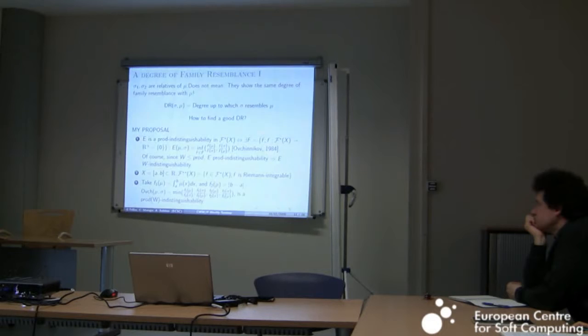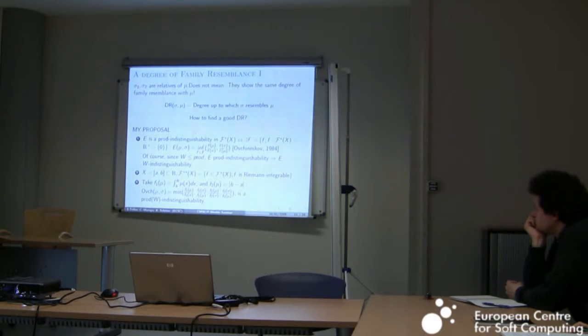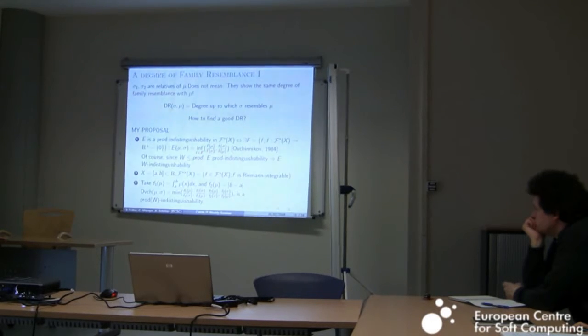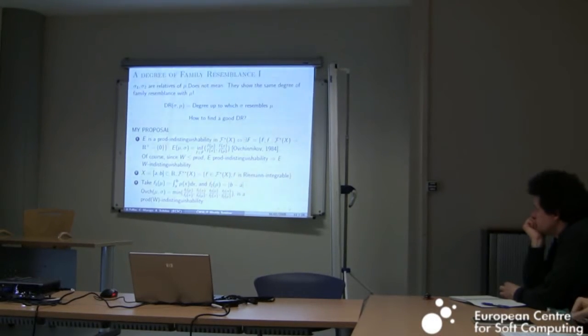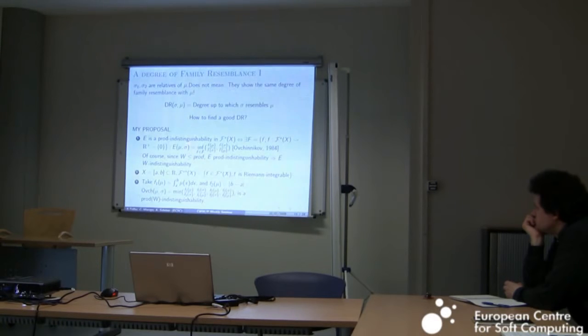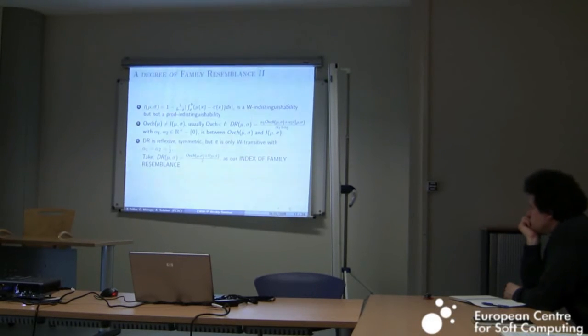This is a theorem by Trillas, to be published in 1984, and he said that E is an indistinguishability related to the product t-norm if there exists a family of functions that are strictly positive, and then this is defined in this way: the infimum for all functions in the family of these quotients. Look, f of mu, f of sigma. This is a theorem by Trillas. Of course, if this is a product indistinguishability, since the Lukasiewicz t-norm is less than the product t-norm, then this is also a W indistinguishability. The problem comes because this is a W indistinguishability, but it's not a product indistinguishability.